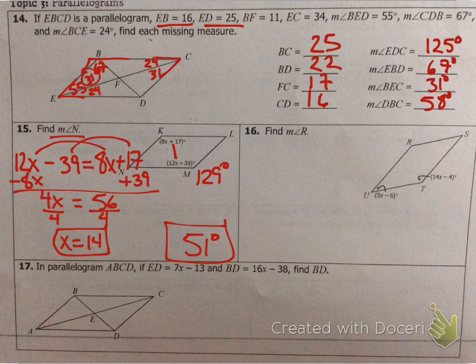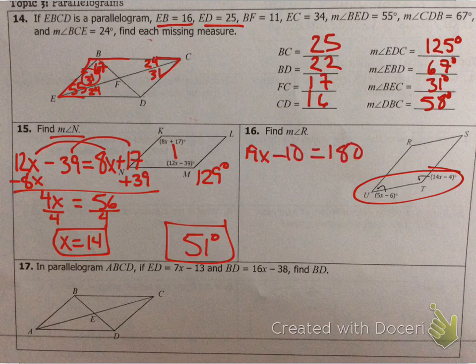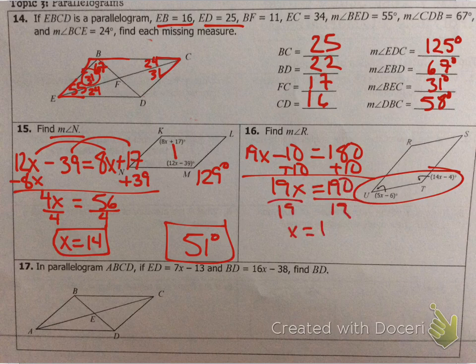Now on this one, you need to remember that if they're side by side like this, they're going to add up. So this is 19x minus 10 is equal to 180. So add and then divide, and you got x equals 10. Oh, damn it.